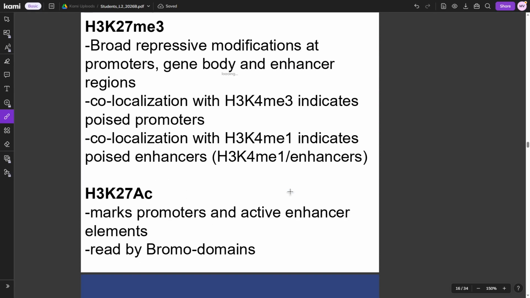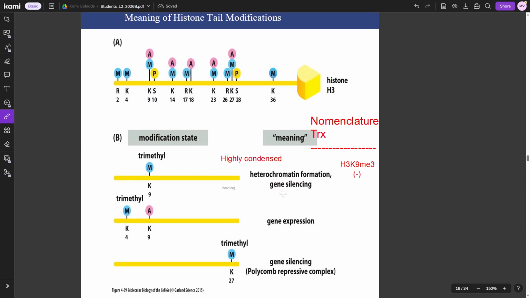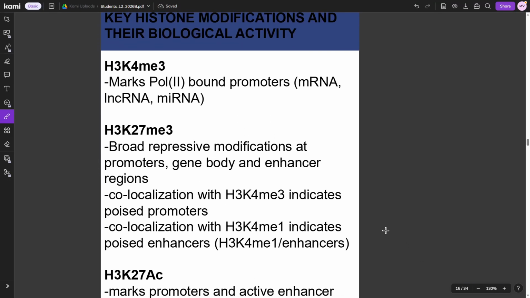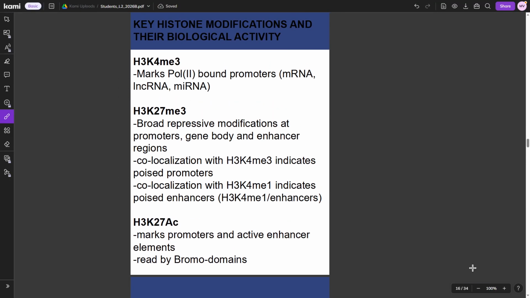I want them to just give me all of them. Okay, so this slide is a very important slide. You should remember these, put them on your note card, do something.